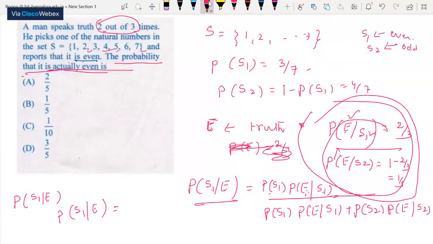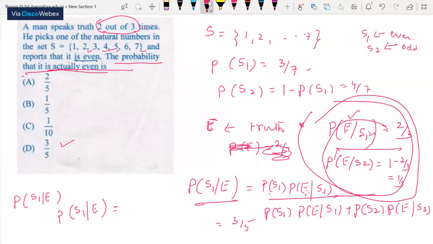I think it's clear, this part. Then substitute and simplify. Finally, the answer we get is 3 by 5. So D is the answer. Yes, D is the answer. 3 by 5 is the answer. Very good. Manu, Saujanya, Meena, they gave the correct answer.